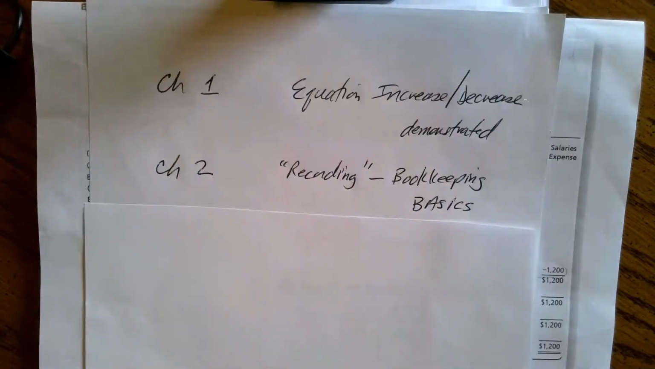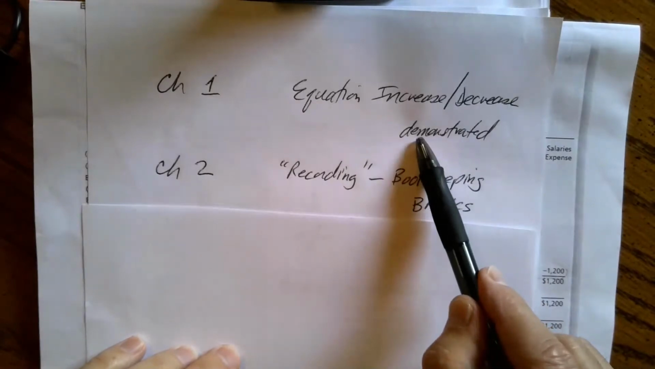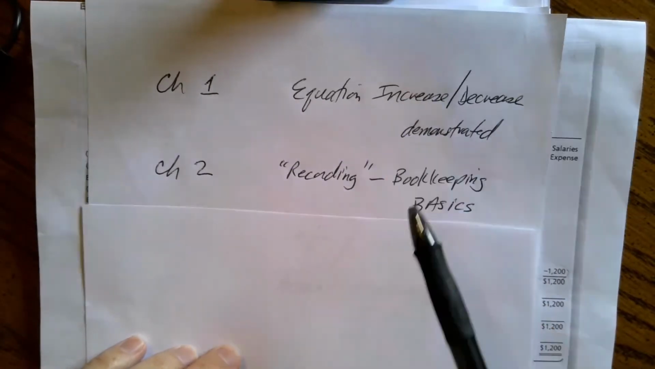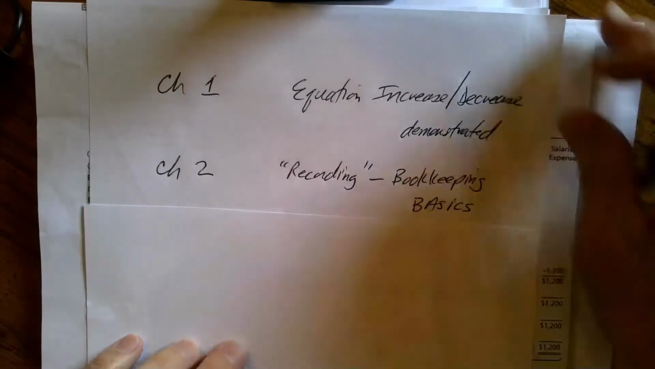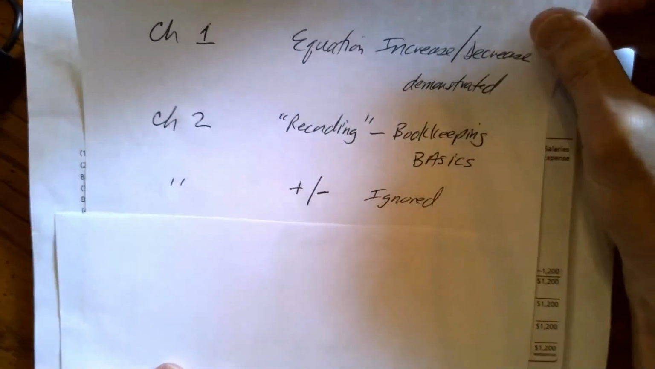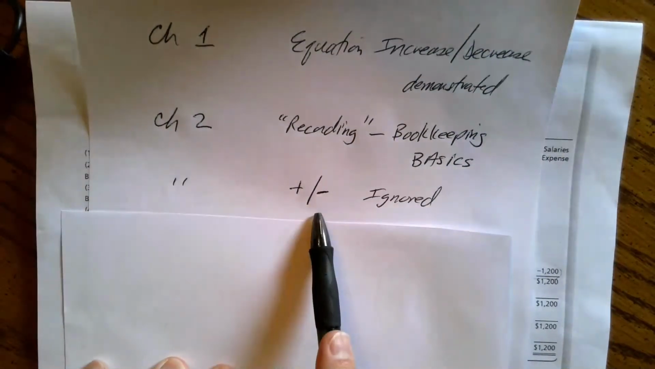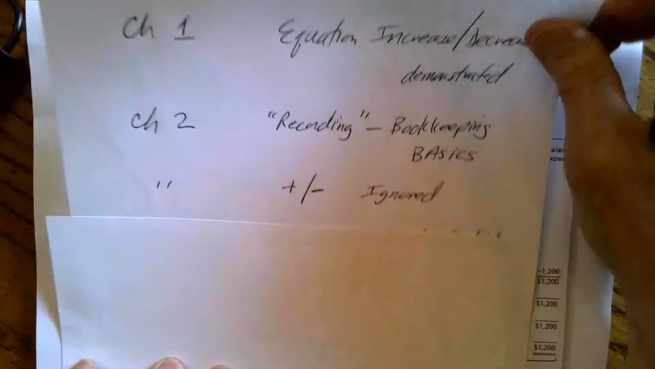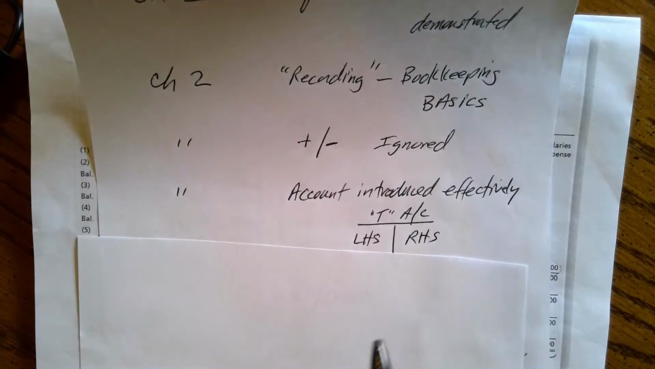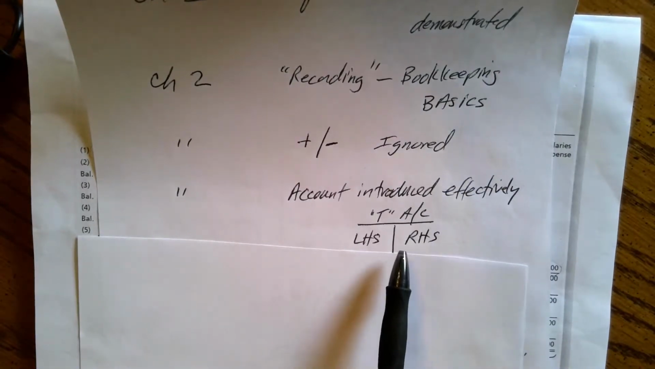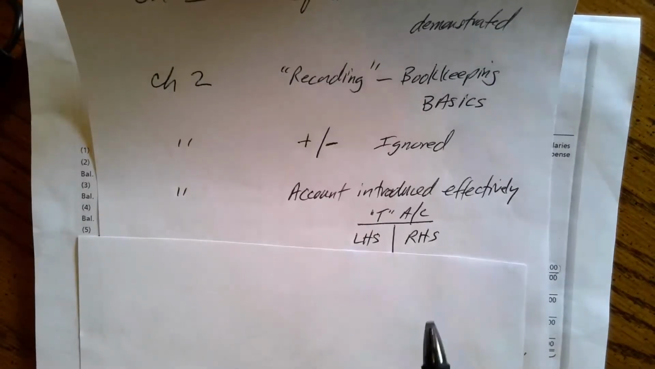Here's a high-level agenda. Chapter 1 talked about the equation, increases and decreases. Chapter 2 is about recording transactions. It could be entitled Basic Bookkeeping. In Chapter 2, plus and minus in terms of debit and credit is largely ignored. We're going to pick up that subject. Chapter 2 also talks about the accounts being introduced and introduces a T account pretty effectively. Left-hand side, right-hand side, in which we can see how transactions are recorded.